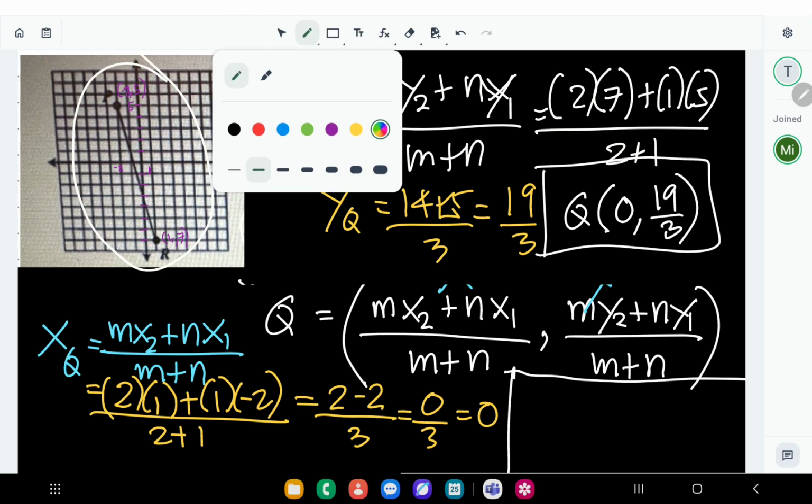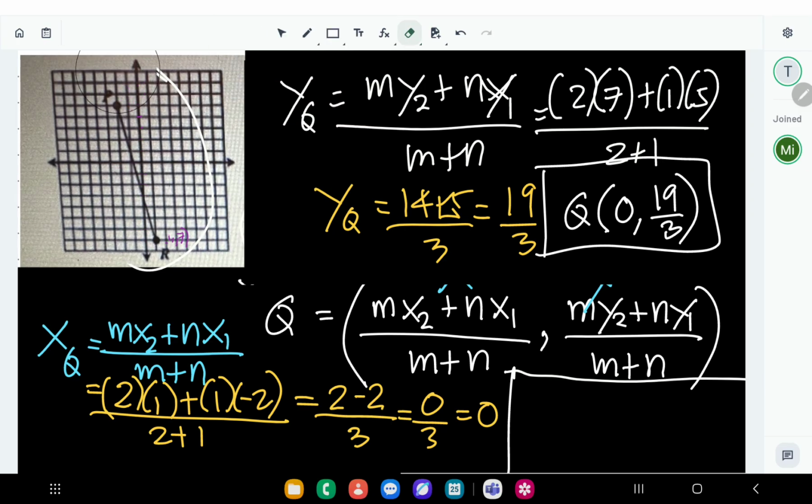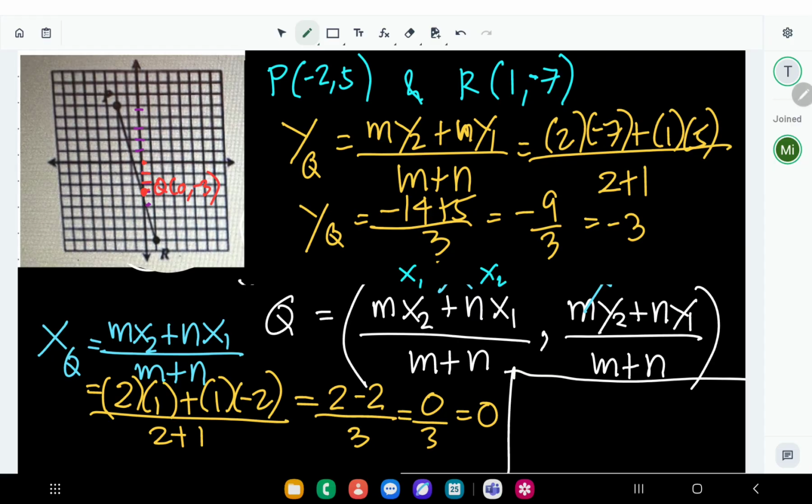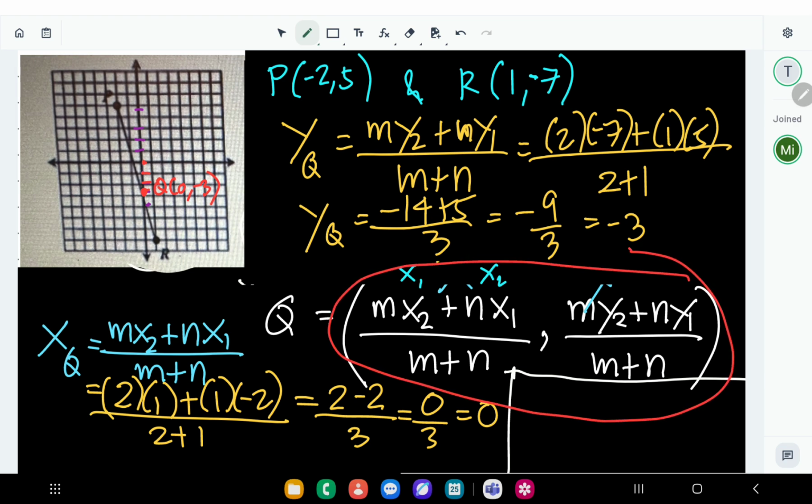Try checking it on the graph. Let's plot here. 0, 19 over 3. What is 19 over 3? Point R is 1, negative 7. I mistakenly put positive 7. Alright? Yeah, it's confusing. You'd better memorize this formula, if you're only given the ratio. So you use the midpoint formula and then the ratio.